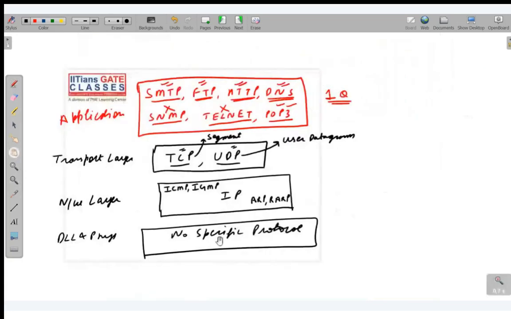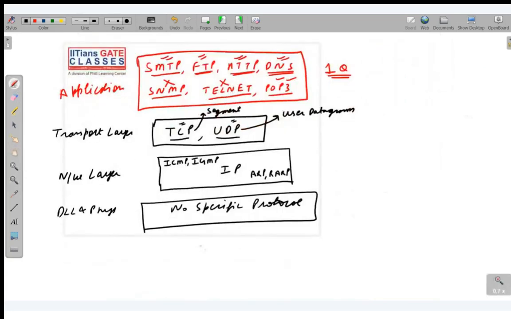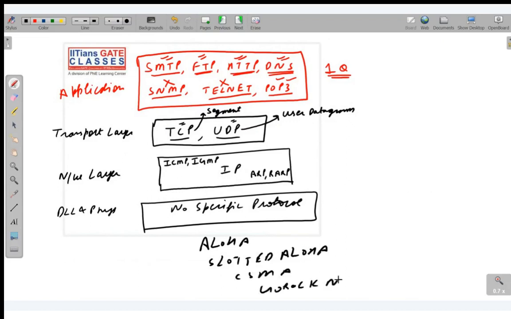Roughly, if you have heard names like Aloha, slotted Aloha, CSMA, go back and selective repeat, and so on, there are many protocols. If you have covered the data link layer, 50% of networking is over. Don't worry, all these protocols we will study one by one.